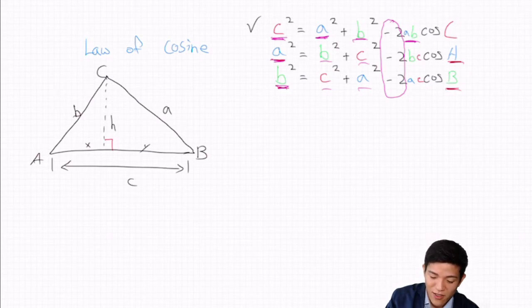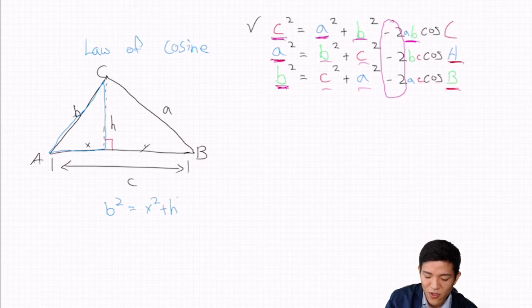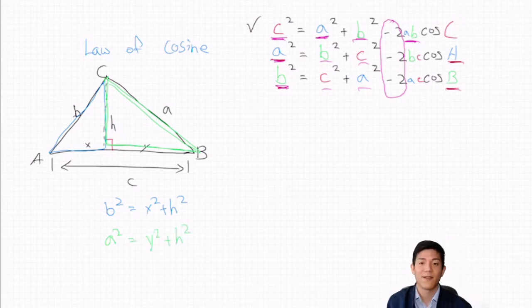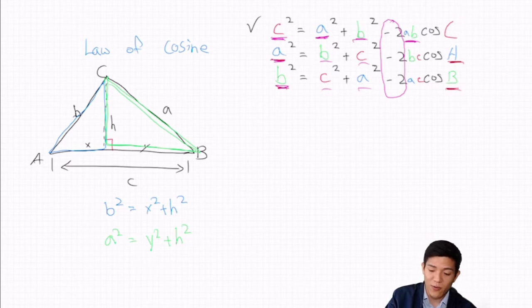Now, if we look at, again, this small triangle, right? And then let's take a look at the Pythagorean theorem. Then we have b squared is equal to x squared plus h squared, right? And if we look at this triangle right here with the Pythagorean theorem, we have a squared is equal to y squared plus h squared, right? Okay. We know that, look at the side, we know that y is equal to c minus x, right?